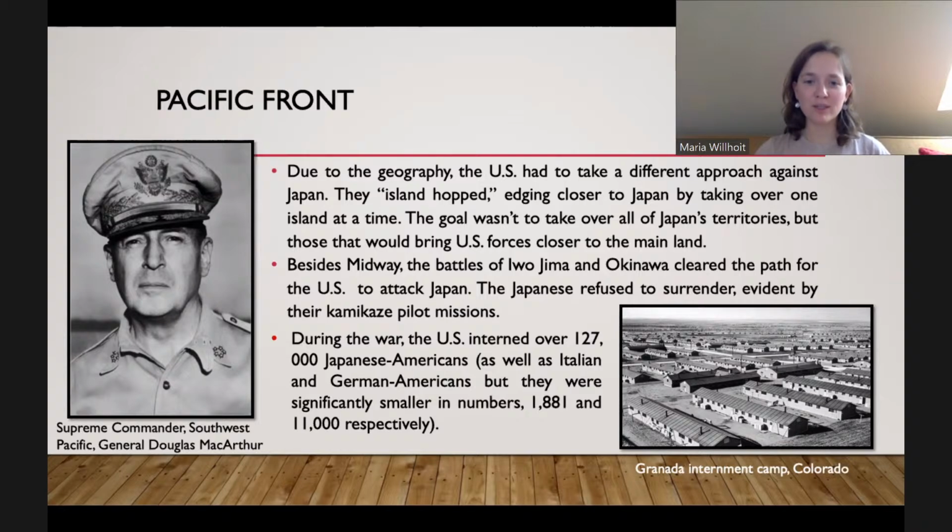The Germans interned and had concentration camps for minorities for different reasons, but America did too. We call them internment camps, but they were basically concentration camps. And we had over 127,000 Japanese Americans in these camps. We also had Italian and German Americans, but they were significantly smaller. I believe it's 1,800 Italian Americans and 11,000 German Americans.